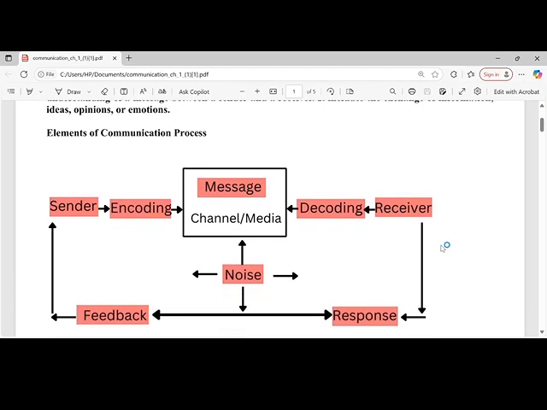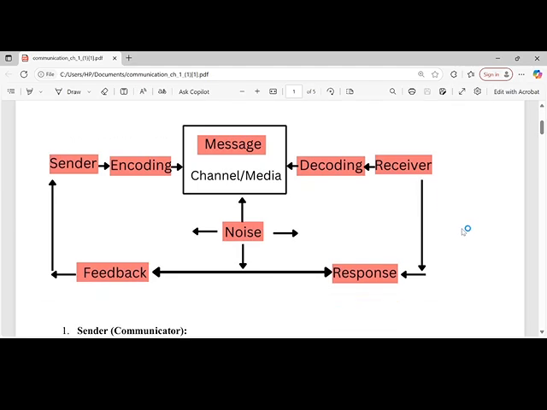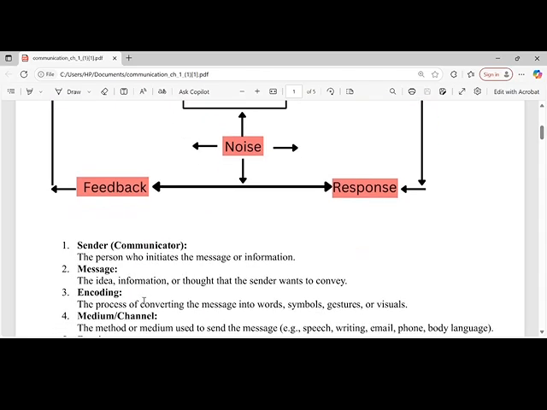So, what are the elements of the communication process? Firstly, the sender. He encodes his thoughts and sends the message through some channel or media, which is affected by some noise that can be physical, emotional, any kind of disturbance. It is sent to the receiver. The receiver decodes that message, he responds, and gives feedback according to his understanding.